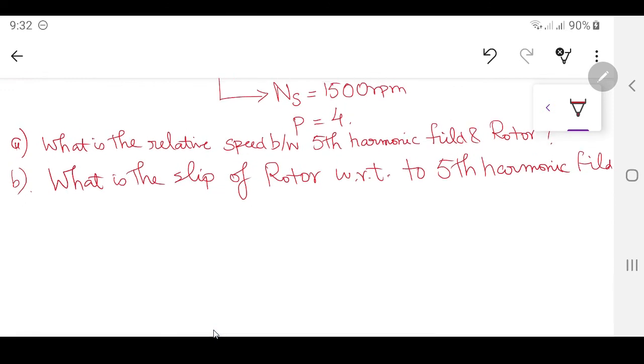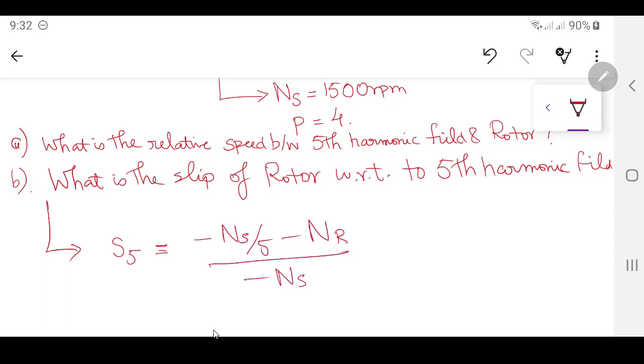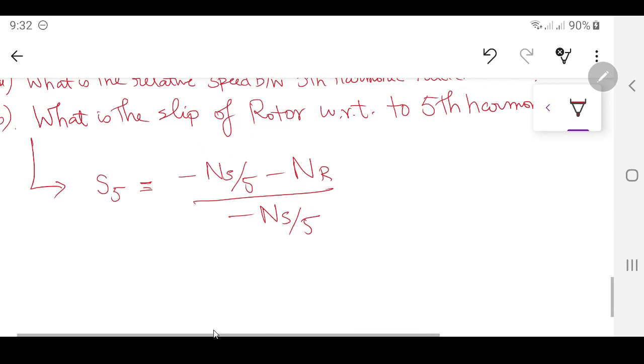Now the B part is very simple. I guess no need to do any fancy stuff over here, because S5 already we know the formula. Even if you don't know the formula, you can just do it again yourself, because we know the fifth harmonic is going in the opposite speed. So this is minus ns by 5 minus nr, divided by minus ns by 5. You plug in the values over there. How? Because you already know ns, just divide it by 5. You already know nr, and you will find the formula. You can do the mathematics yourself. I'm leaving that to you. So the answer is simple, 5.8.